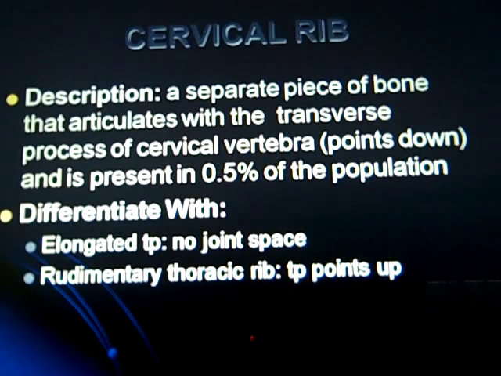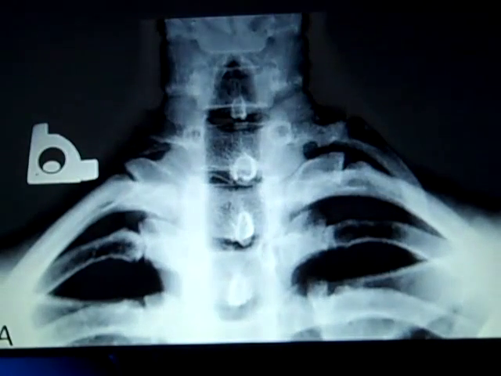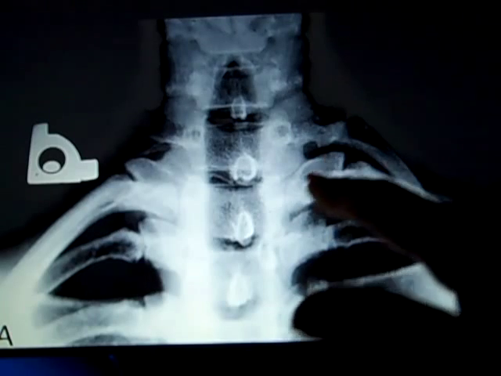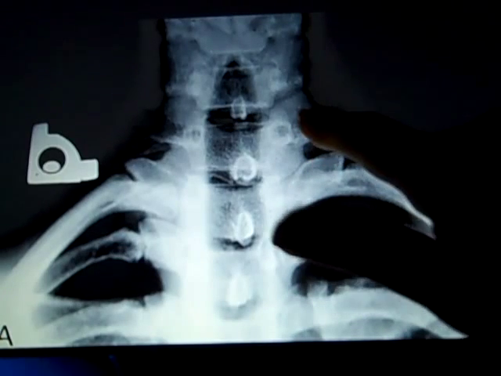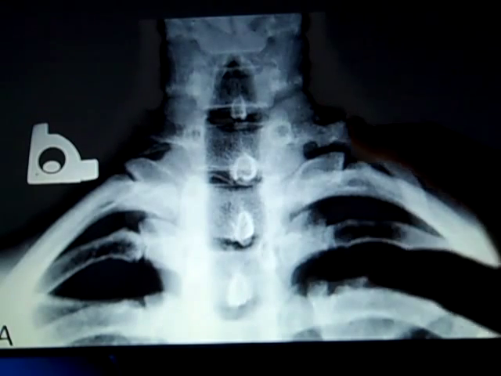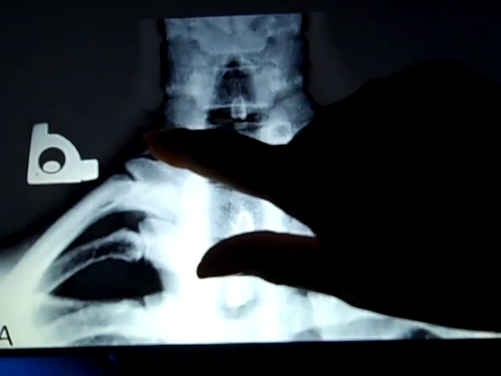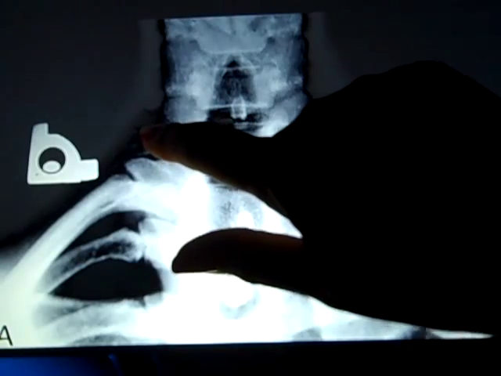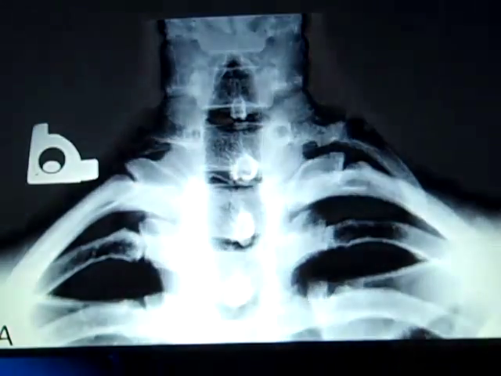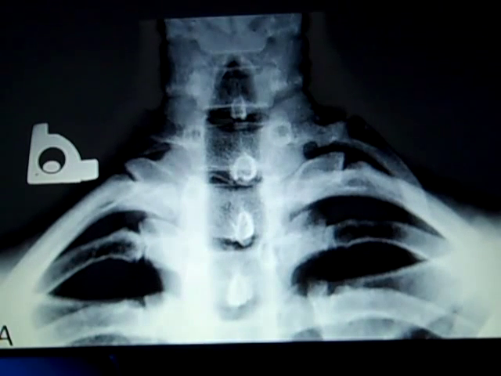Looking at the first film, you have here TP points up, so this segment would be T1, so this one would be the cervical rib, and there is a joint space right here. On this side there is a joint space, but it does not go all the way through, it stops right there, and so that's why this side would be an elongated transverse process.